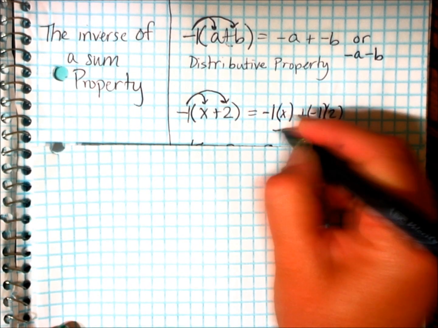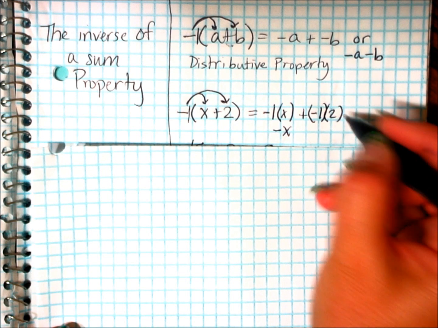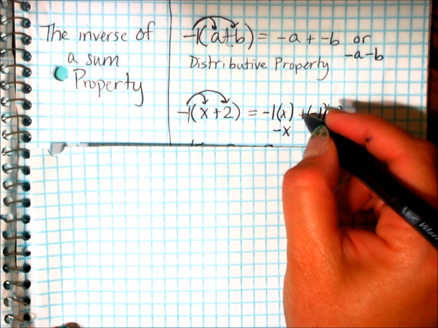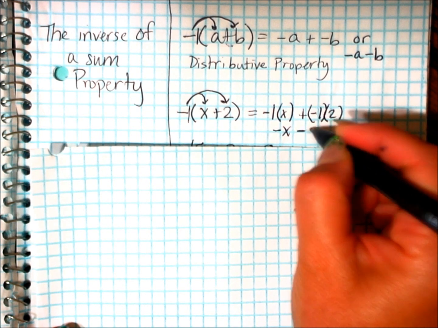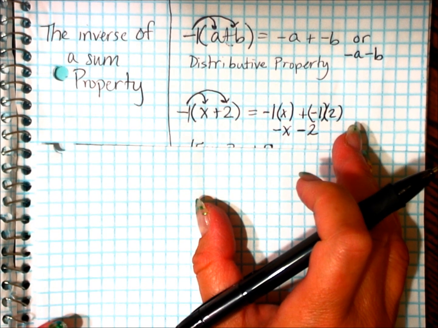-1 times x would be negative x. -1 times a positive 2 would be a -2. So a positive and a negative would be a negative. So my answer would be negative x minus 2.